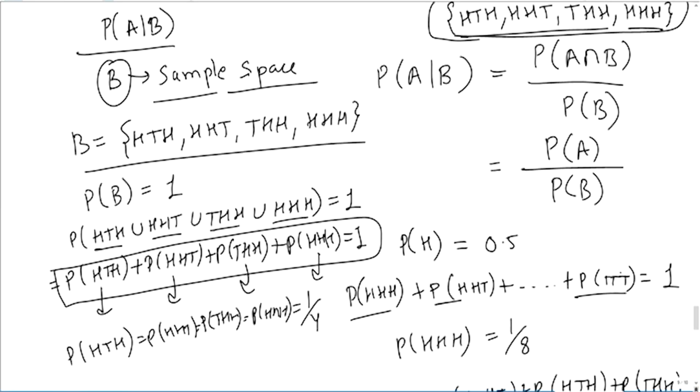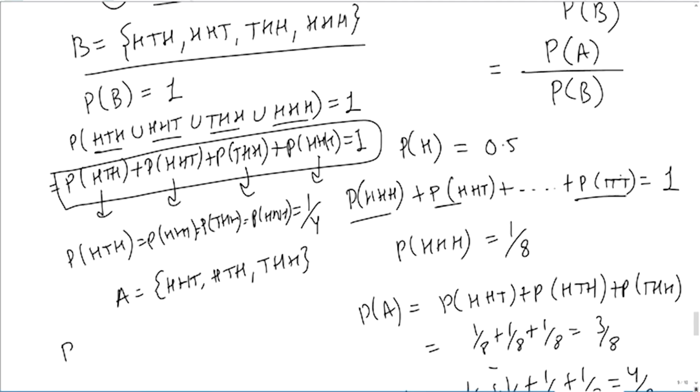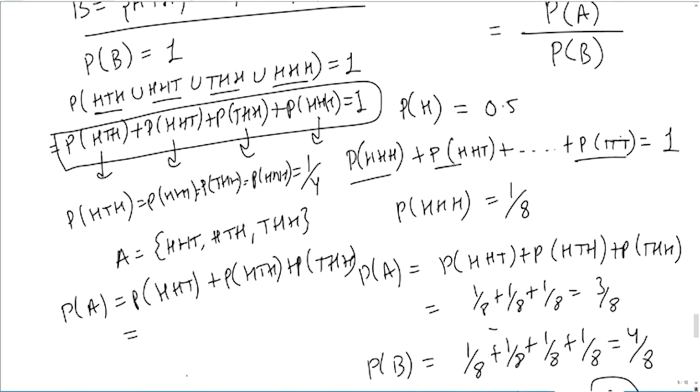Now you only need to calculate the probability of A. So what is A? Event A is the event containing exactly 2 heads: HHT, HTH and THH. So the probability of A will be the probability of HHT plus the probability of HTH plus the probability of THH. What is the probability of HHT? You can see it from here, 1 by 4, assuming B was your sample space. The probability of HTH is 1 by 4. The probability of THH is 1 by 4. So the probability of A that you obtain now is 3 by 4.